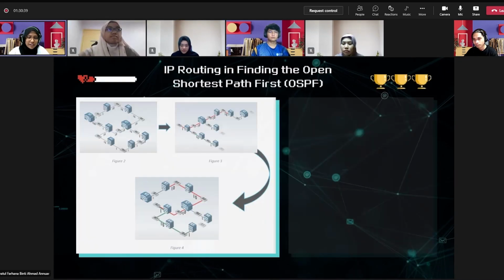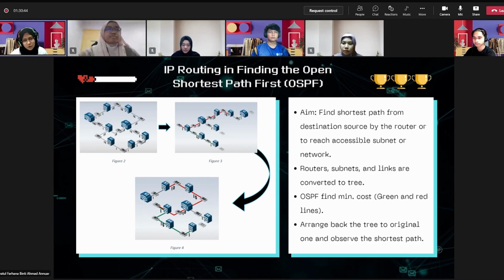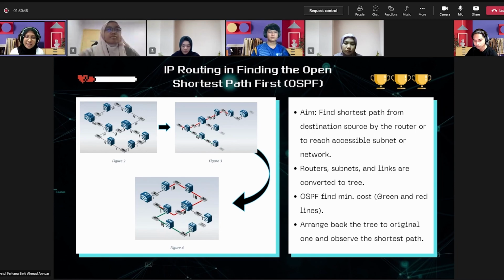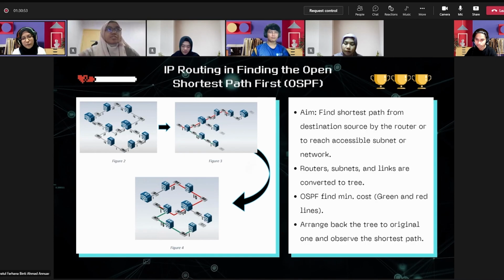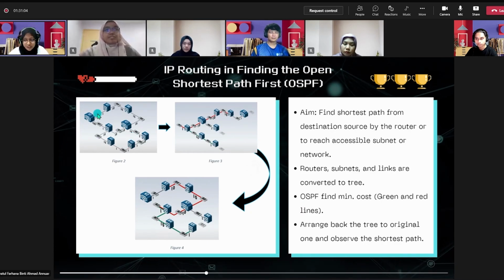The third application is IP routing, in finding the open shortest path first, or simply said OSPF. OSPF is also known as Dijkstra algorithm if you try to find it on Google. So what is the OSPF aim? The aim is to find the shortest path from the source by the router to reach an accessible subnet or network.